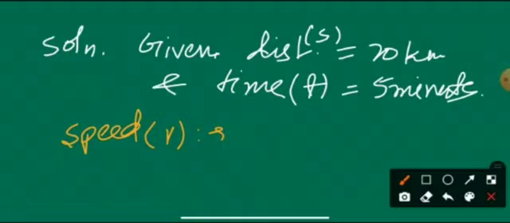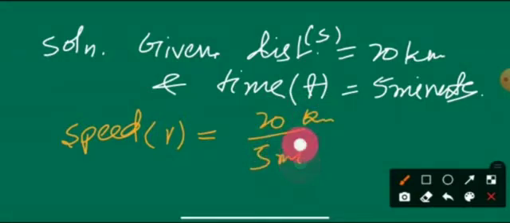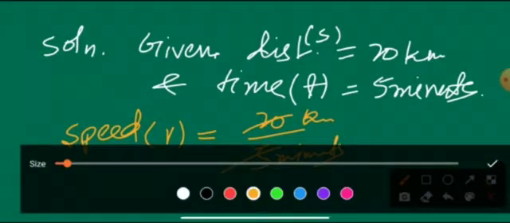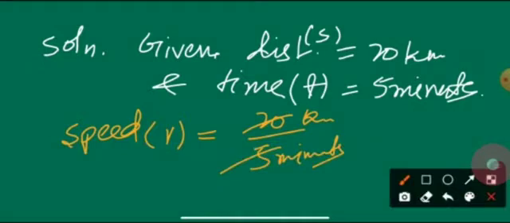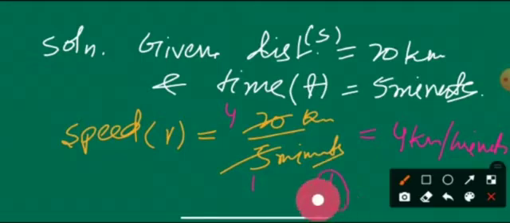We know that speed of a body is calculated by distance traveled upon time taken. Then here we can write 20 km upon 5 minutes, which gives 4 upon 1 kilometer, that is 4 km per minute. This will be the answer.